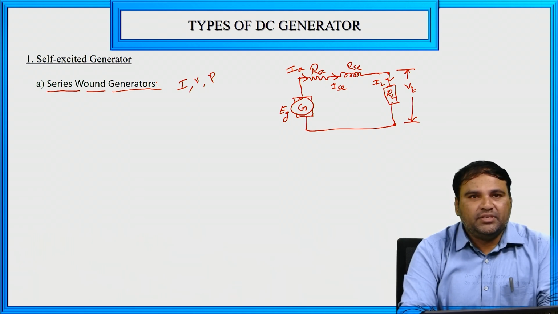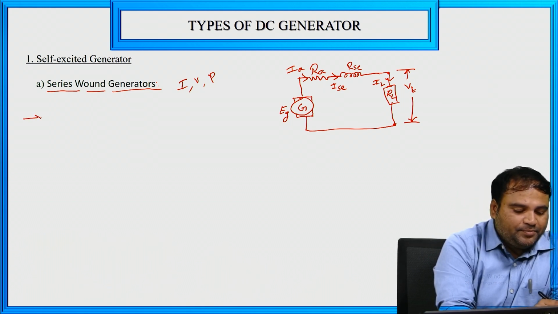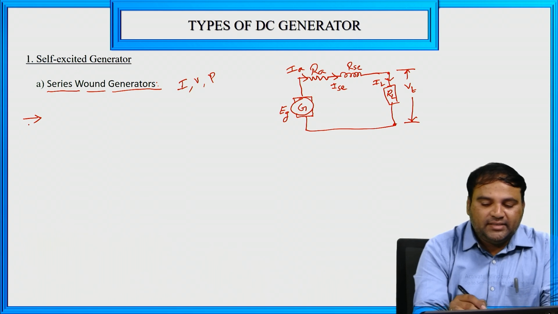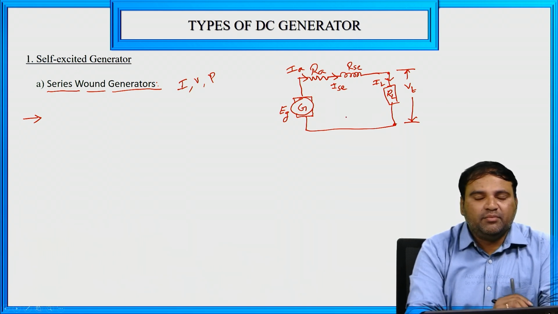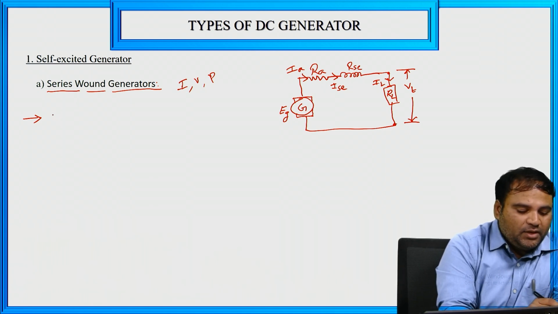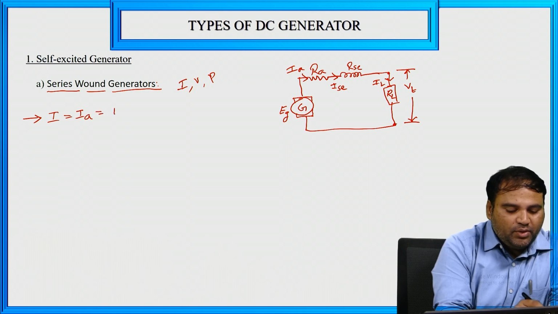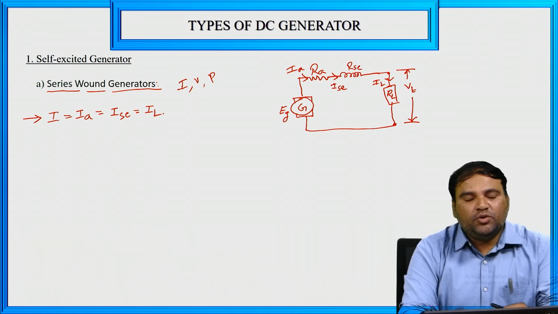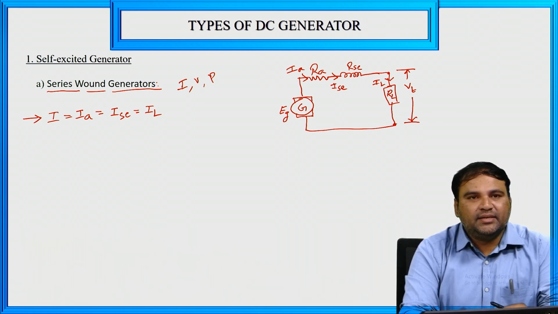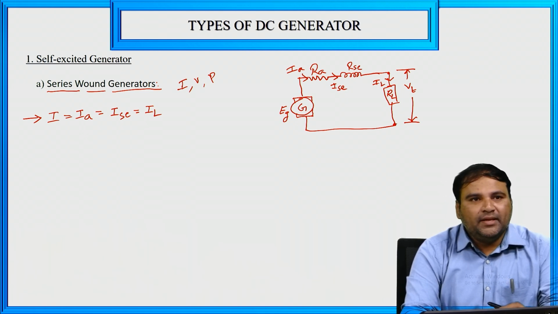First we write the current relations. Here the entire circuit is connected in series, and in a series circuit the constant term is current. Therefore the total current I equals IA, which equals ISC, which equals IL. Here are the current relations of the series wound DC generator.